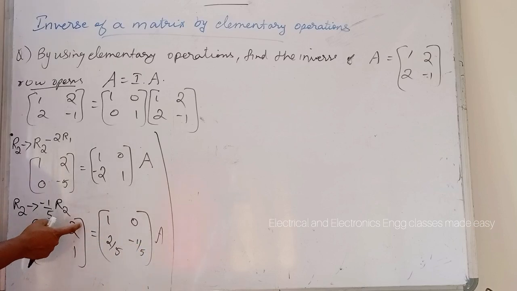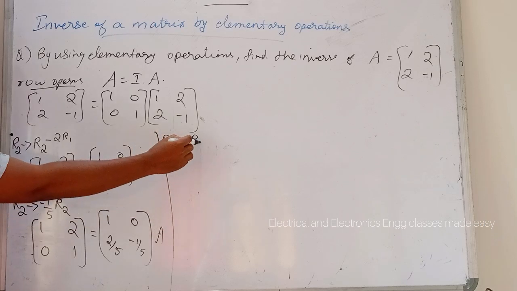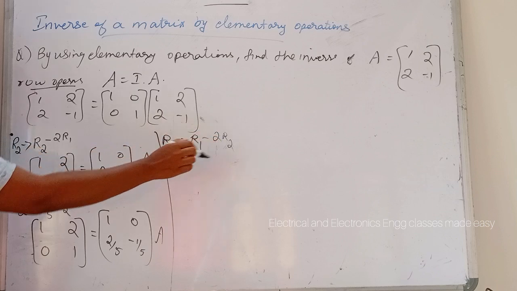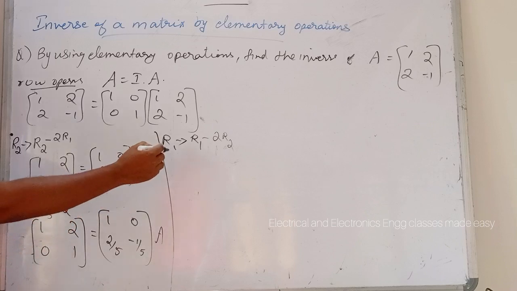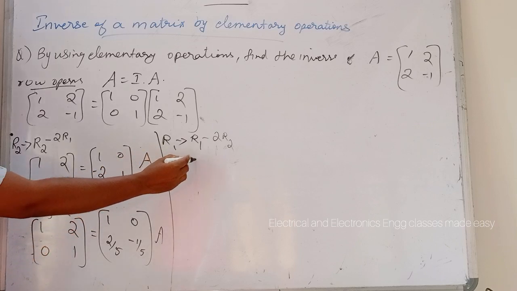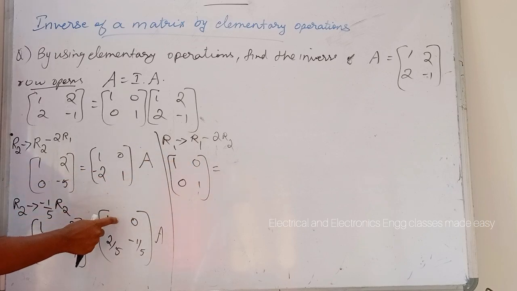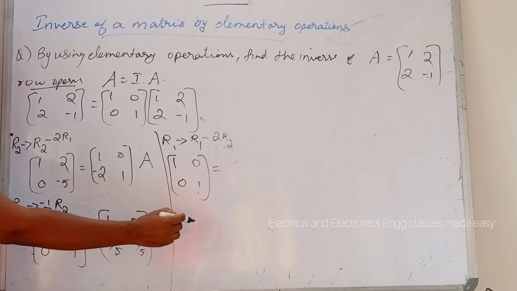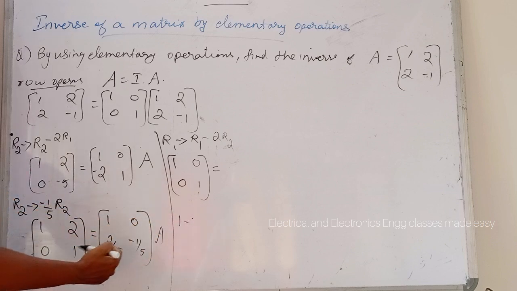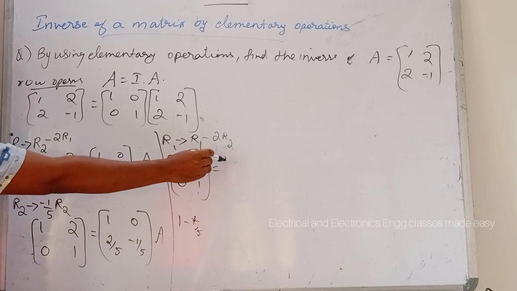Next we have to make this element 0. So for that we can do the operation R1 implies R1 minus 2 R2, that is multiply this element with 2, then subtract. So here we will get 1, 0, then 0, 1, and that is equal to, then what will be here? Here 1 minus 2 into this one, that is 1 minus 2 into 2 by 5, that is 4 by 5. So we will get it as 1 by 5.